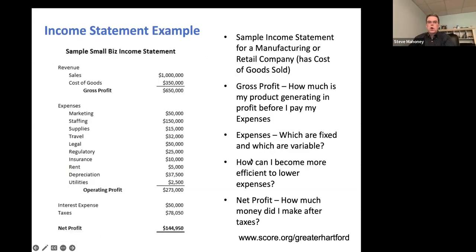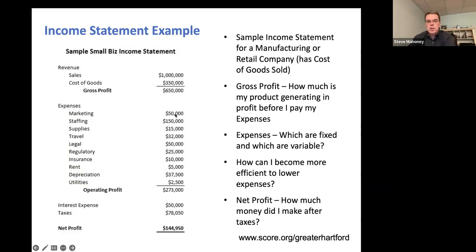So here you can see laid out on the left-hand side, and this is just a sample with made up numbers. This is an example of a retailer or manufacturing company because it has cost of goods sold. So you can see over here, this business has sales of $1 million. That's the top line revenue they've sold to customers. They've got their cost of goods sold and then a gross profit of $650,000. So the gross profit will basically say, how much is my product generating in profit before I pay my expenses? So that's that $8 per unit example I gave with the t-shirt company.